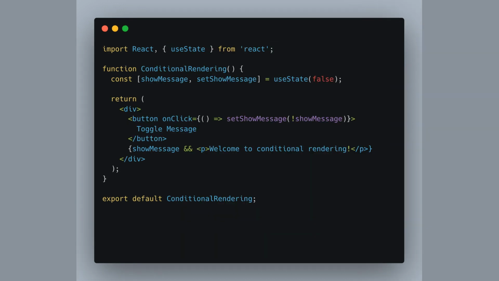Let's explore how conditional rendering affects React's reconciliation. In our conditional rendering component, we use a state variable, showMessage, to control whether a message is displayed. Clicking the button toggles showMessage, and based on its value, the paragraph element is either rendered or not. This is a great example of how React's reconciliation efficiently updates the DOM. When showMessage changes, React compares the virtual DOM with the actual DOM and updates only what's necessary, either adding or removing the paragraph element dynamically.